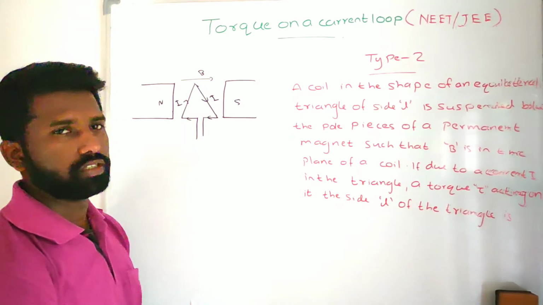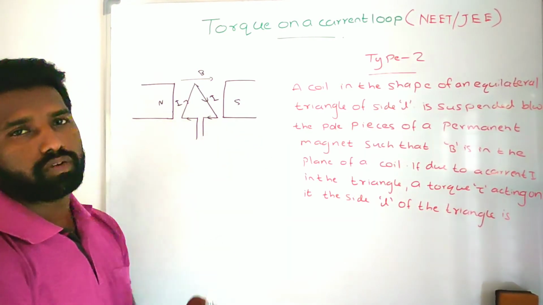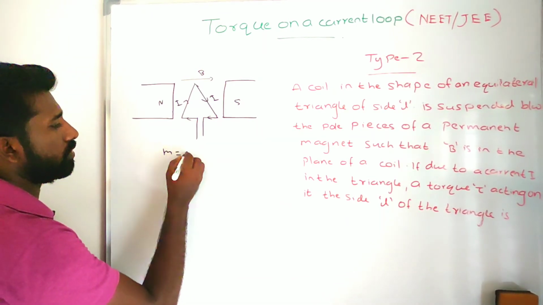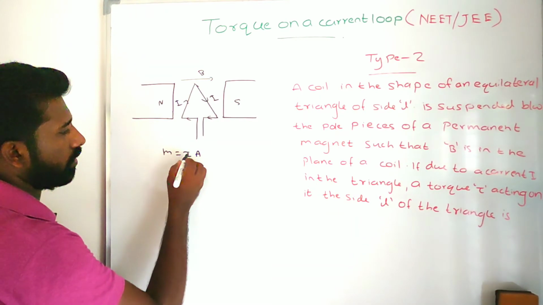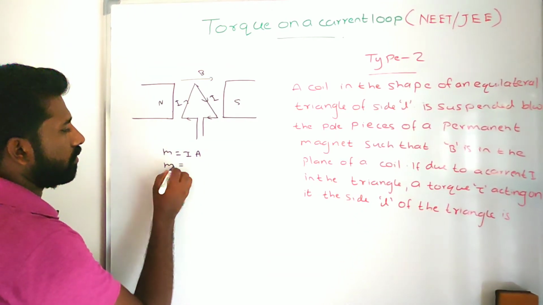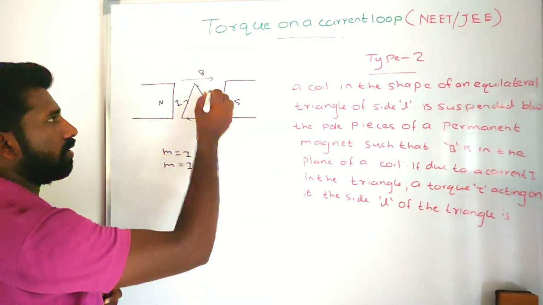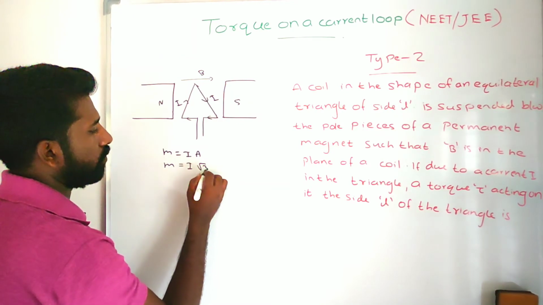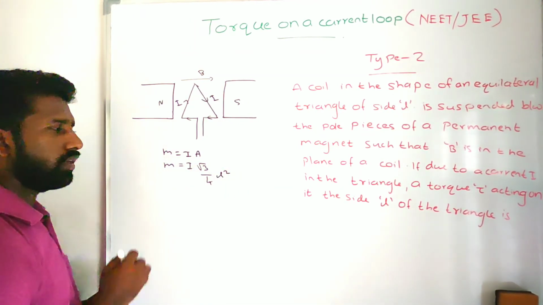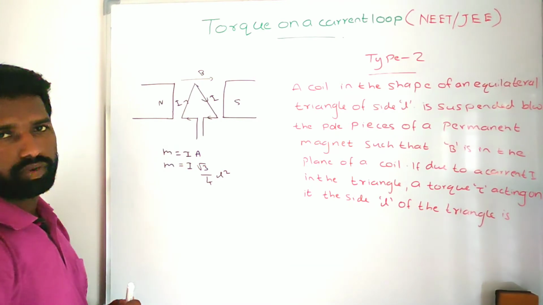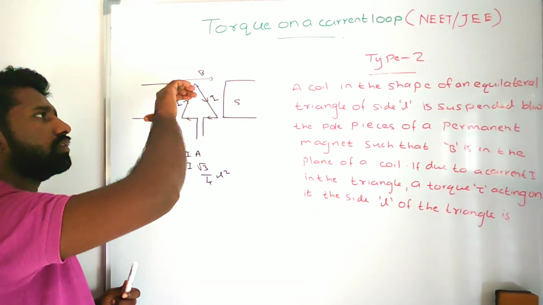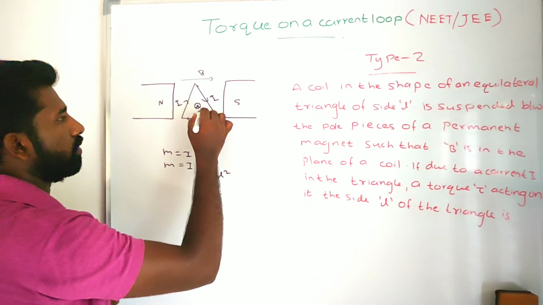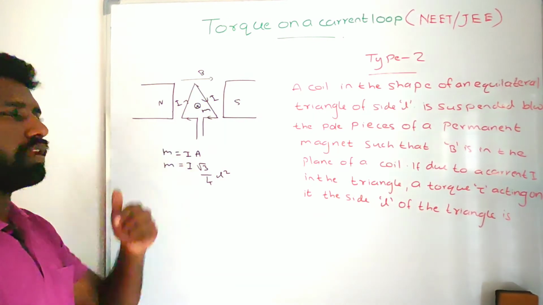Because there is a torque acting on it, we need to find out the torque. For that we have to use the magnetic dipole moment. Magnetic dipole moment m is equal to I into A. Here A is the area of the equilateral triangle, so that is root 3 by 4 L square. Then the direction of m is similar to the area vector direction. So curl the palm in the direction of current, then the thumb gives the direction of the magnetic dipole moment. So the magnetic dipole moment direction is going into the page.